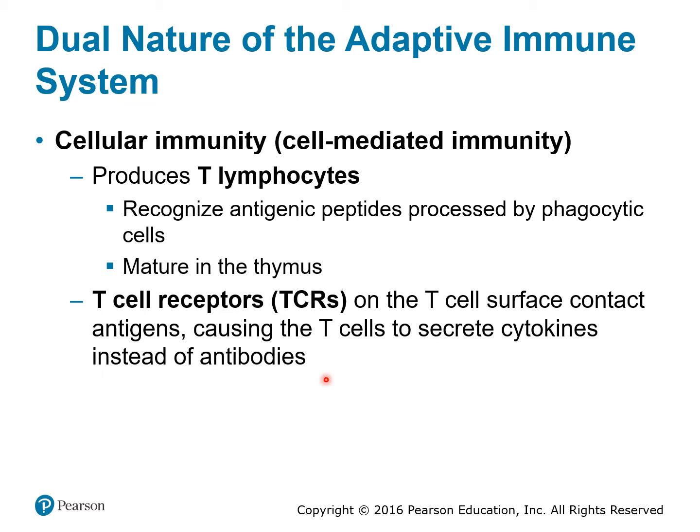And we're going to talk about it in more detail. Once T cells get activated, some of them are going to start producing chemicals known as cytokines. They're not going to produce antibodies, so T cells do not produce antibodies. They can produce cytokines, and we're going to talk about the importance of cytokines in just a few.